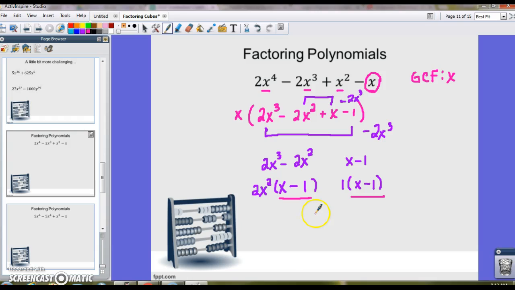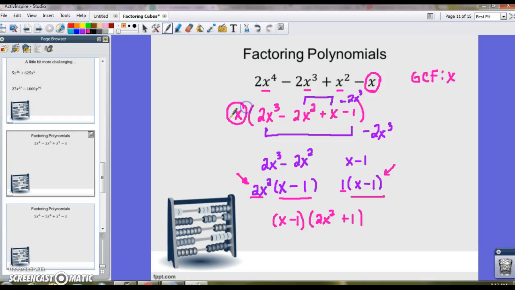Now from here, all I am doing is simply taking my GCF out of these 2 terms. Right, out of this term and out of this term. My GCF is what's in parentheses. It's x minus 1. I have to then take my other 2 terms and put them in my other parentheses. So 2x minus 1 times 2x squared gives me this term. And x minus 1 times 1 gives me this term. And so I have factored those 4 terms.